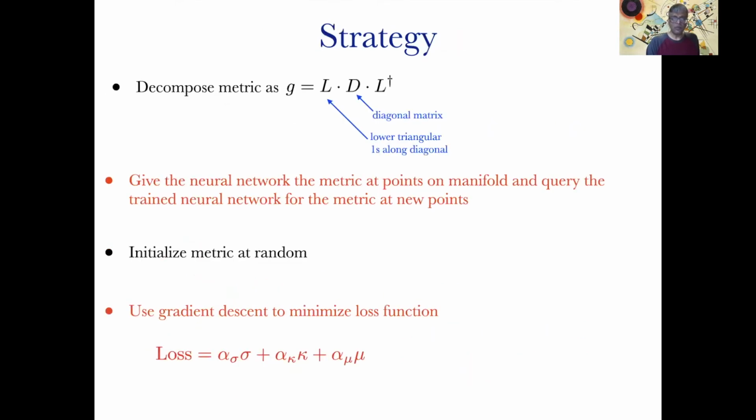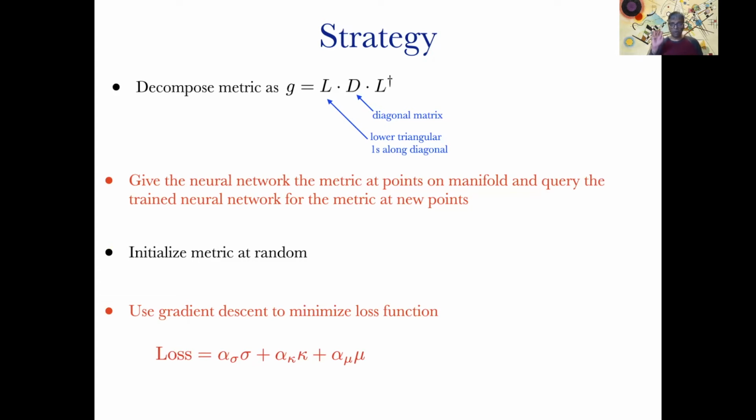All right. So our strategy is to decompose the metric using the LDL decomposition. D is a diagonal matrix. L is a lower triangular matrix with ones along the diagonal. We'll give the neural network the metric at points in the manifold, and then we'll query the trained neural network at new points. This is slightly different from the traditional approach to machine learning in that we don't know the answer for the training set. Rather, we need to establish the answer for all points.